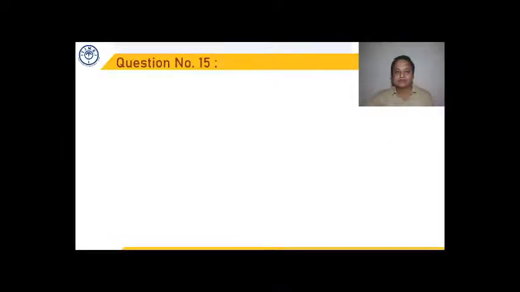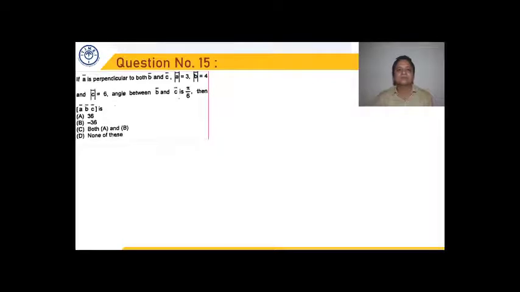Moving further, question number 15 of the handout. It says A vector is perpendicular to both B and C vectors. Modulus of A is given as 3, modulus of B is given as 4, and modulus of C is given as 6. The angle between B vector and C vector is given as pi by 6, that is 30 degrees. Then we have to find the scalar triple product of the three vectors A, B, C.